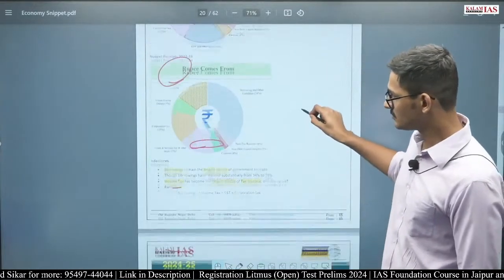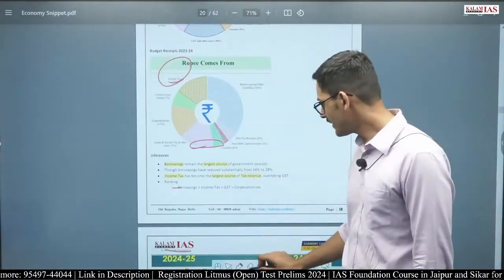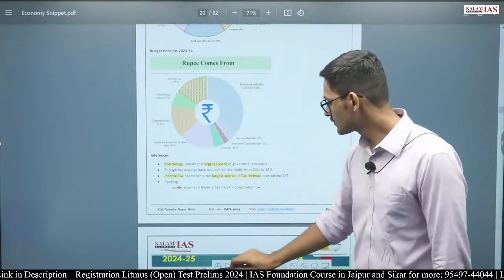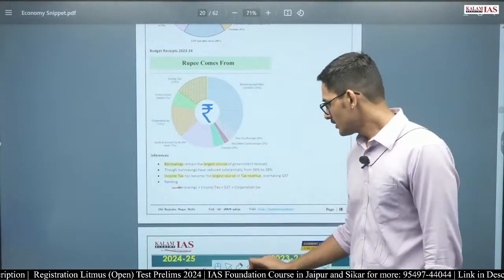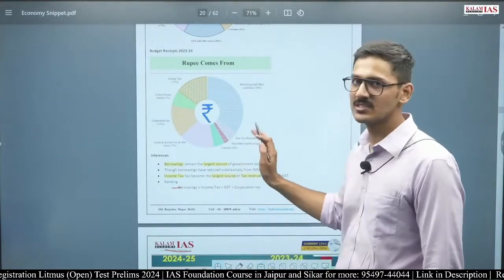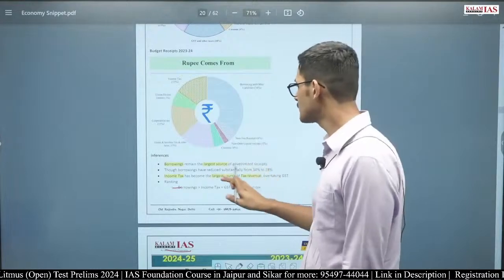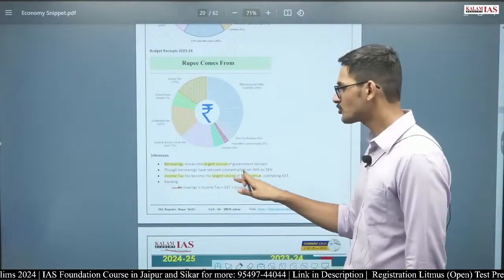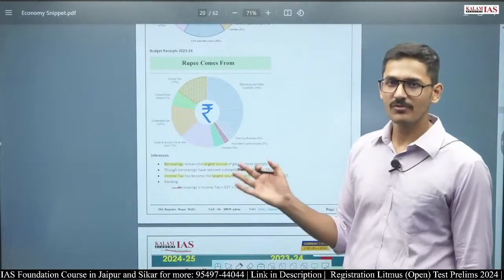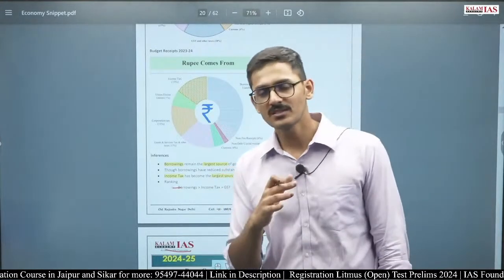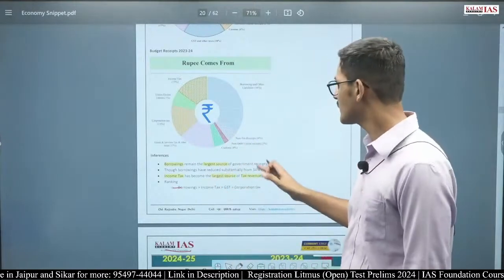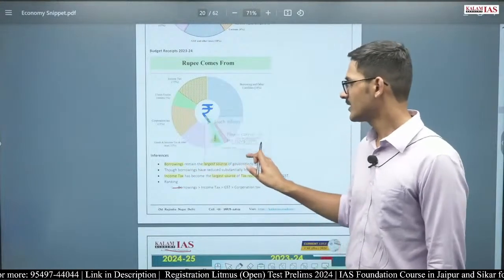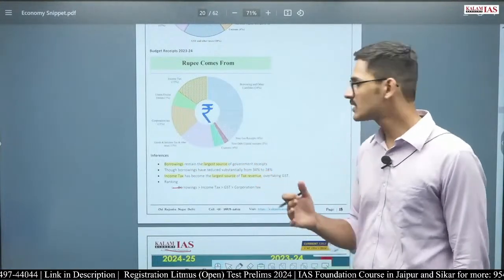After every chart, I have given the inferences that we can make from this particular chart. So borrowings remain the largest source of government receipts, and income tax has become the largest source of tax revenue, overtaking GST. Earlier, for the past 4-5 years, since the GST was introduced, GST was the largest source of tax revenue, but now income tax has become the largest source of tax revenue, overtaking the GST.